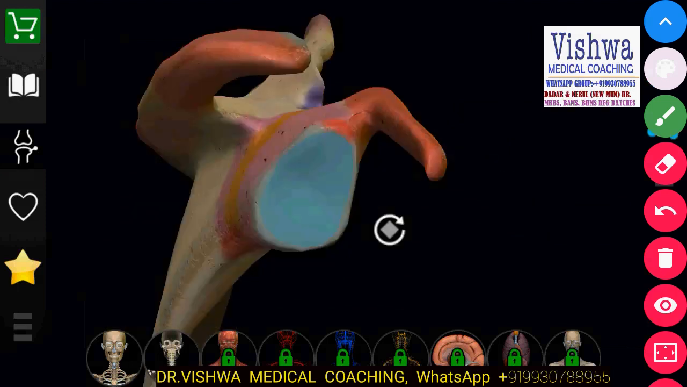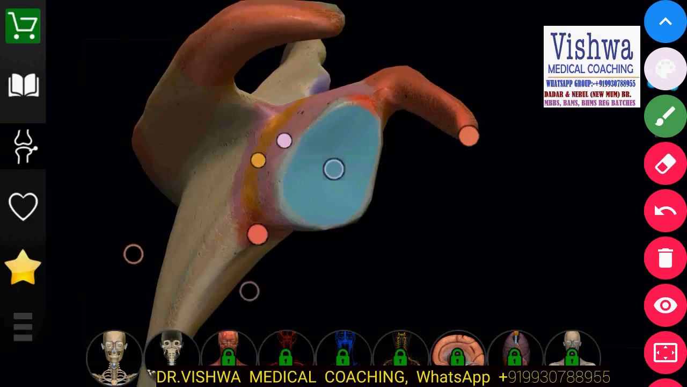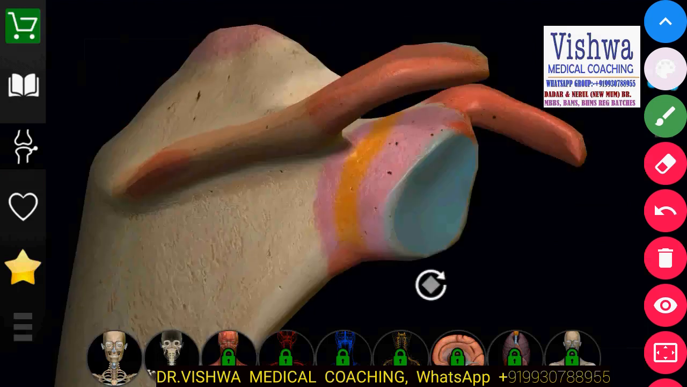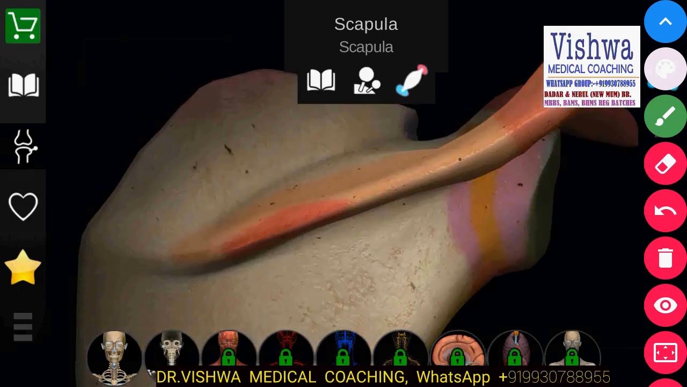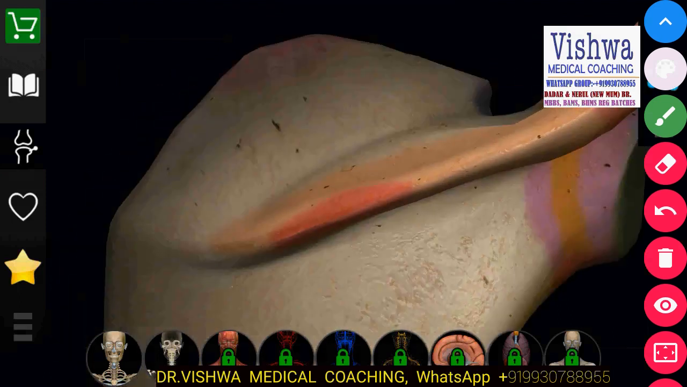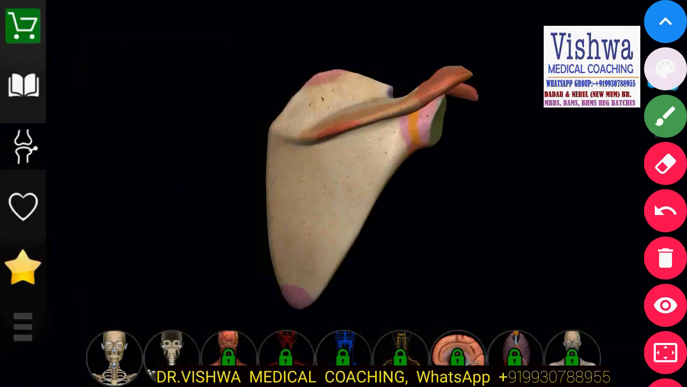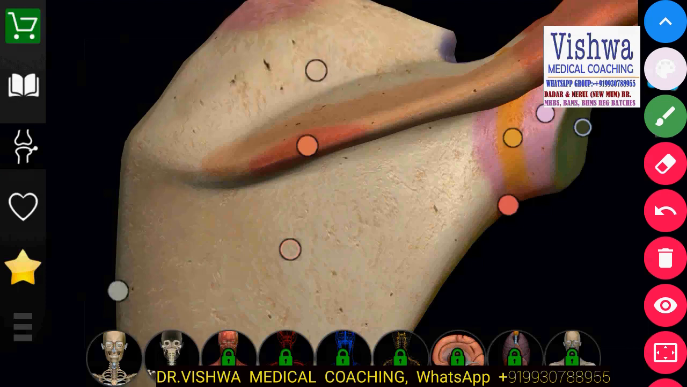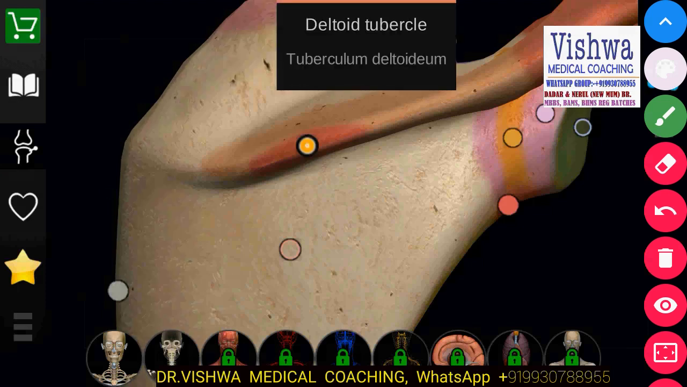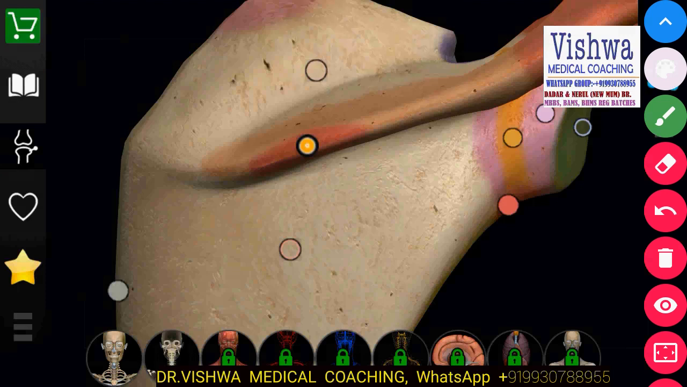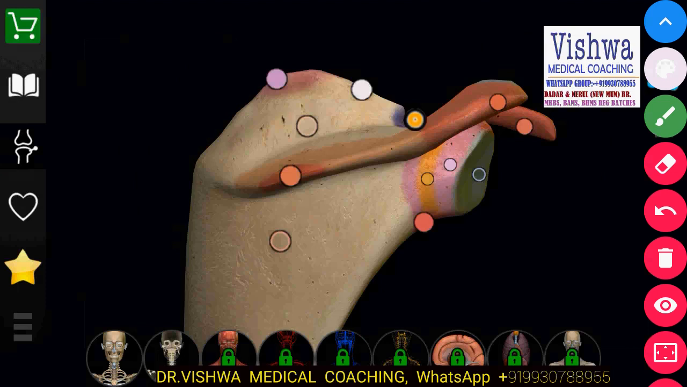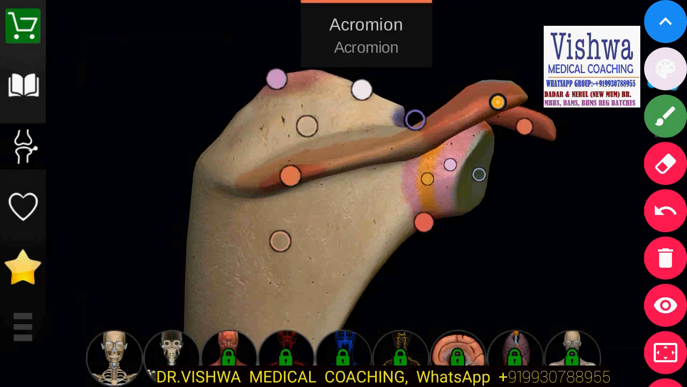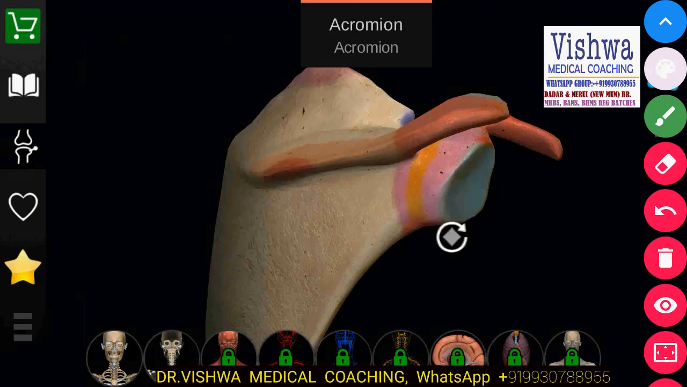This one becomes the lateral end, where we have the glenoid cavity, coracoid process, and acromion process. This one is the spine of the scapula, as you can see. Let me show it to you in a second. Yes, this is what becomes the deltoid tubercle, where we have attachment of the deltoid, and this becomes the coracoid process as well as the acromion process. Yes, this is an acromion process. You can see the acromion process.